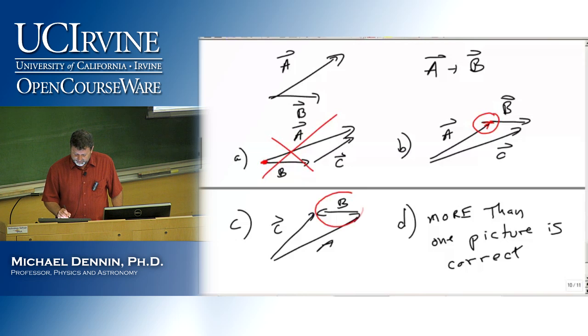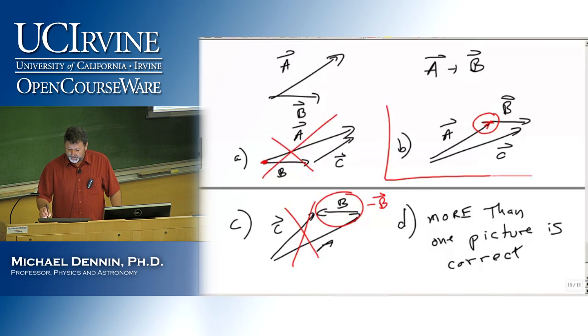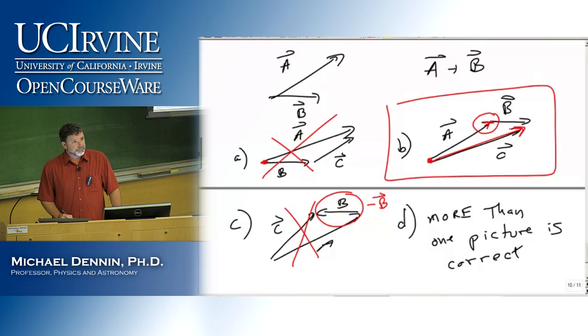This one is minus B. It's in the opposite direction of B. So this one does not work. So the only one that's correct is this one. And then I've drawn it from the tail to the head. And that gives me A plus B equals C.